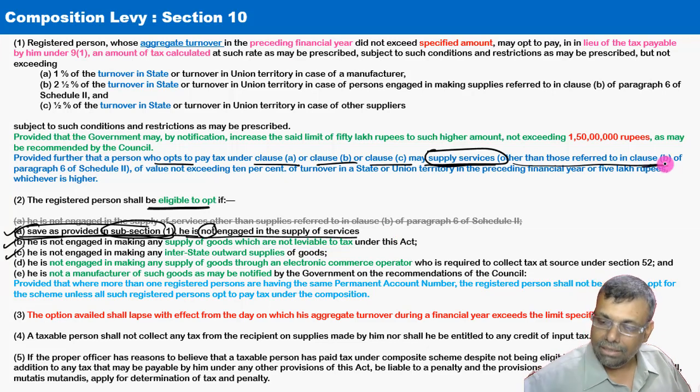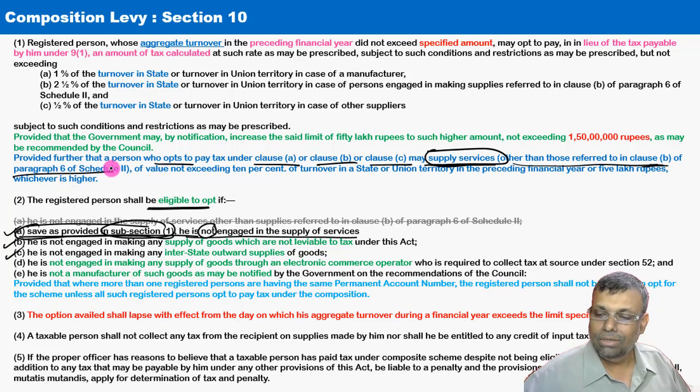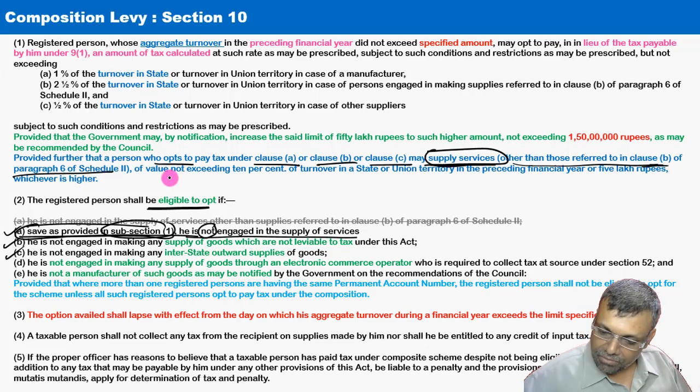So that's not a big thing here, other than this particular clause B of paragraph 6, because that is already known now. It's pretty simple, other than the food supplies and restaurants. So naturally the restaurants are anyway covered by the composition. So for the purpose of this discussion, only other services we have to discuss, because restaurant people are anyway eligible for the composition.